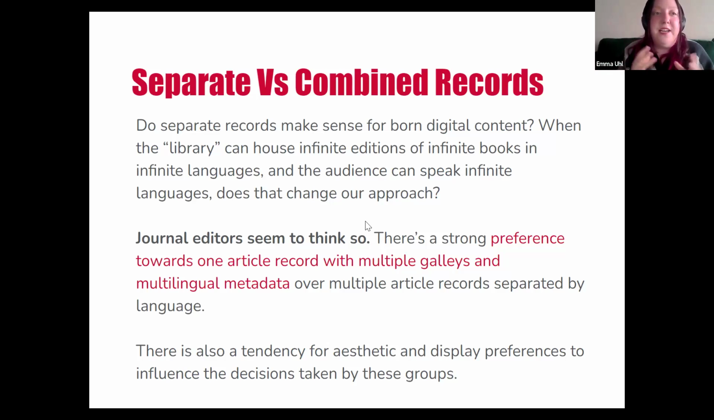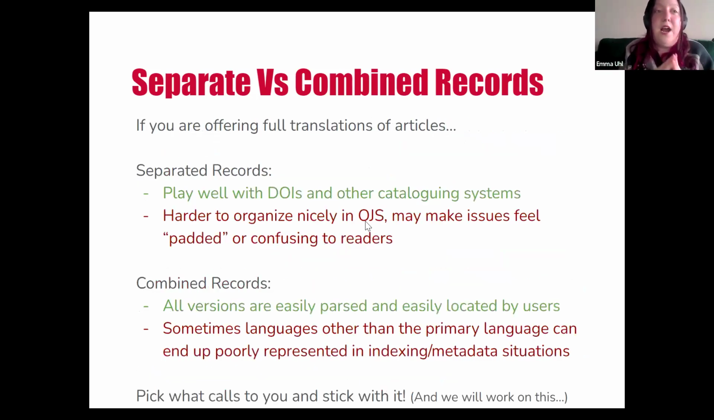And there's also a tendency for aesthetic and display preferences to influence this decision, because if you have an issue that is loaded up with many translations, it can maybe make your issues look cluttered or harder to navigate. So what I recommend is that you make a decision between separated records and combined records. Pick whatever calls to you, pick what makes sense, pick what seems to suit the types of indexers and discovery services that you know are very important for you and your discipline, and stick to it for as long as you can.